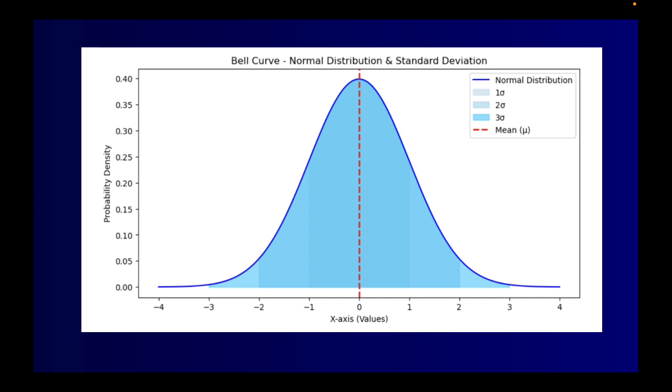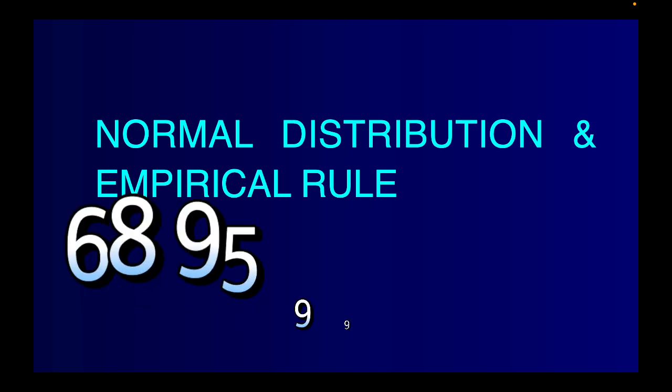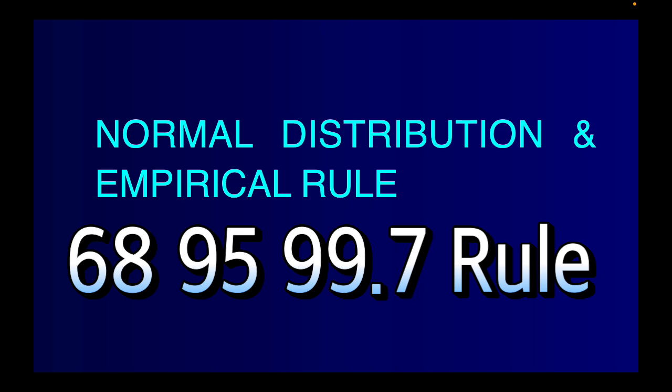Now let's discuss the empirical rule. The empirical rule is also known as the 68, 95 and 99.7 rule. Now that we understand what a normal distribution is, let's talk about the empirical rule, which helps us understand how data is spread within the normal distribution. Normal distribution is there, okay, and how this data is spread in it lies under the empirical rule.